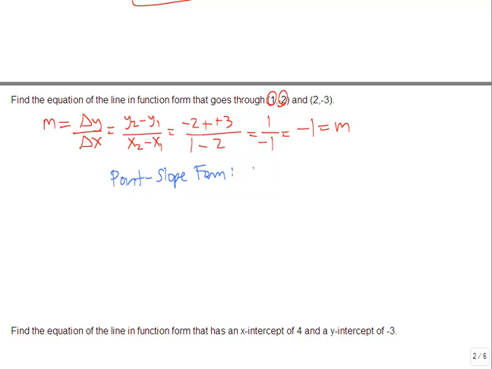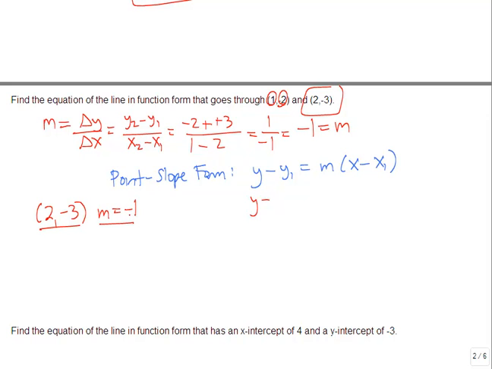And this form said y minus y1 equals m parentheses x minus x1. So that's what I'm going to use. I'm going to leave the y as y, and I'm going to substitute in for y sub 1 the y coordinate of my point. And it doesn't matter which point we use here. Let's go ahead and use this second point, 2 comma negative 3. And we just found that our slope m was negative 1. So this is my point, and this is my slope.